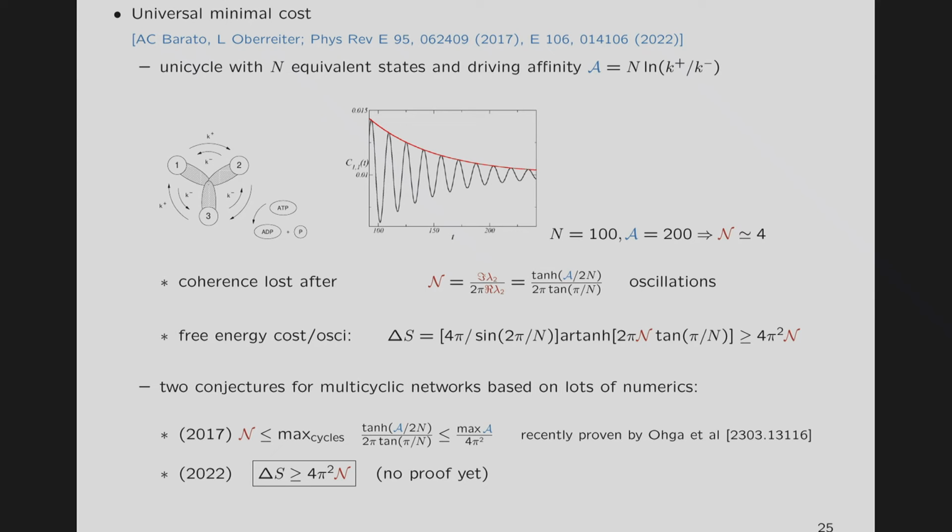Now, for such a simple unicycle, as a function of number of states n and driving affinity A, you can calculate this ratio exactly. You can also calculate the free energy cost per oscillation exactly, and what you find are these kind of bounds. Now, we did a lot of numerics for multicyclic networks. And based on this numerics, in 2017, we conjectured that this bound which you get from the unicycle extends to a multicyclic network in the sense that you have to take the best cycle.